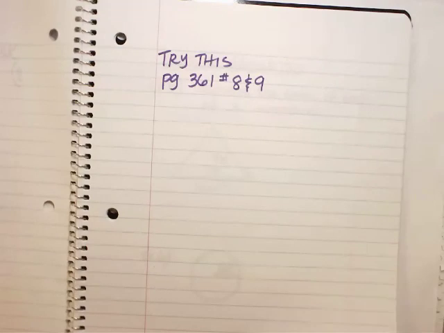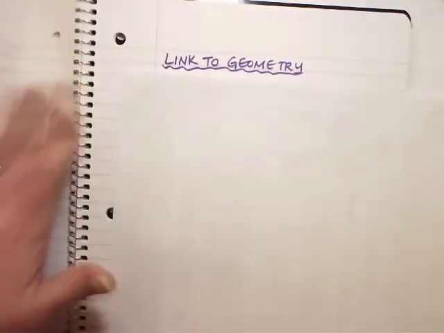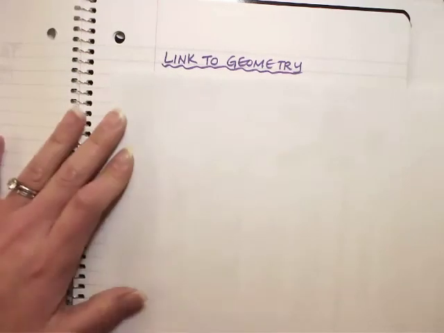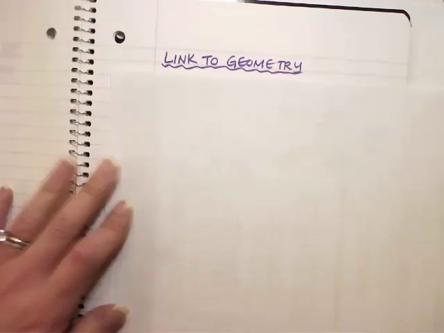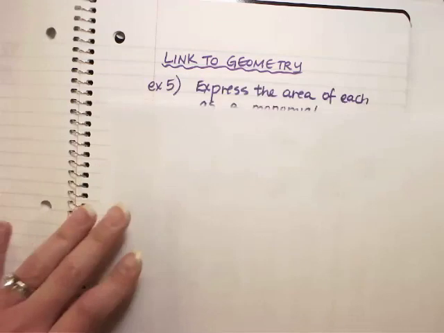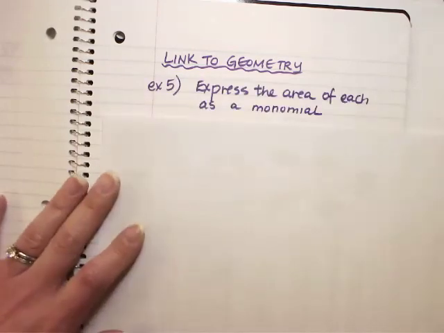And now the very last thing, how do we use all this? There is a link to geometry. We do apply this when we take a look at different shapes. So here's a quick example. Express the area of each of these shapes as a monomial.